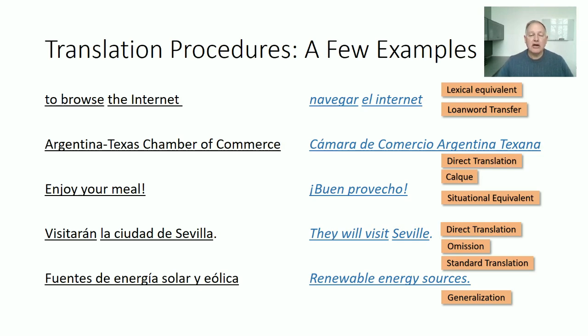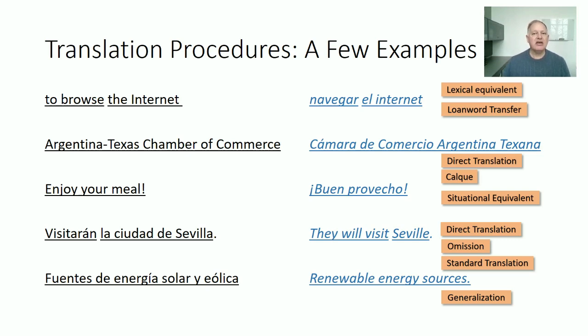Fuentes de energía solar y eólica. And I translated that instead of sources of solar and wind energy, or solar and wind energy sources, I translated it simply as renewable energy sources. What I'm doing here, I'm combining the idea of solar and wind in the adjective renewable. This is a type of generalization, going from something specific down to something general. Wind and solar down to renewable.